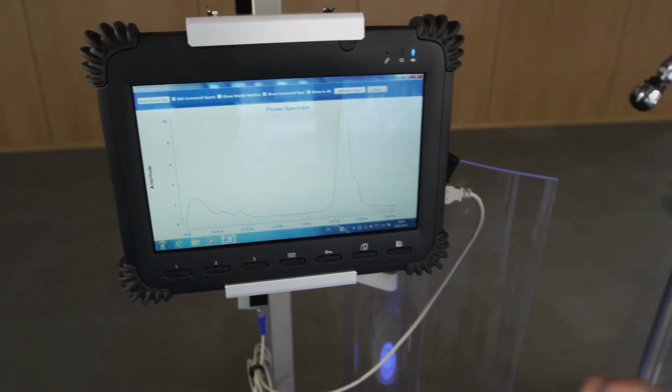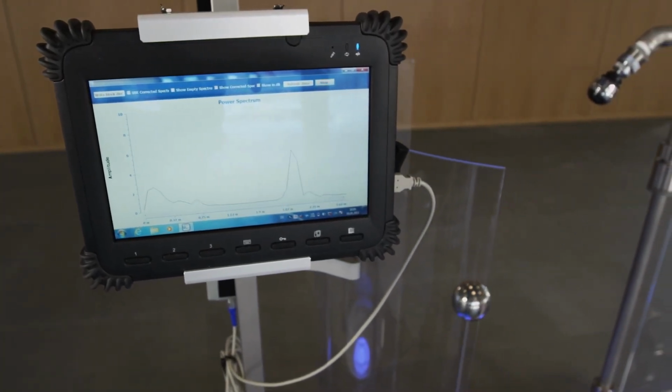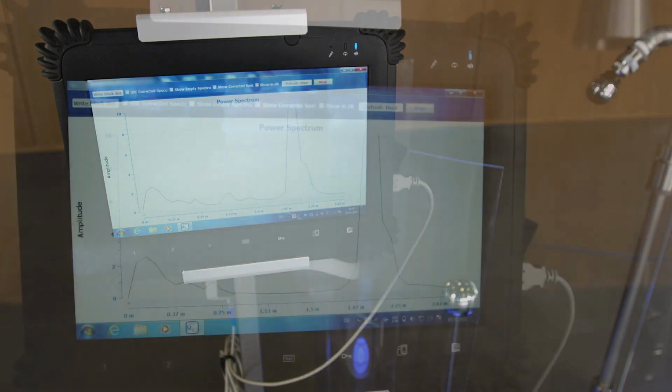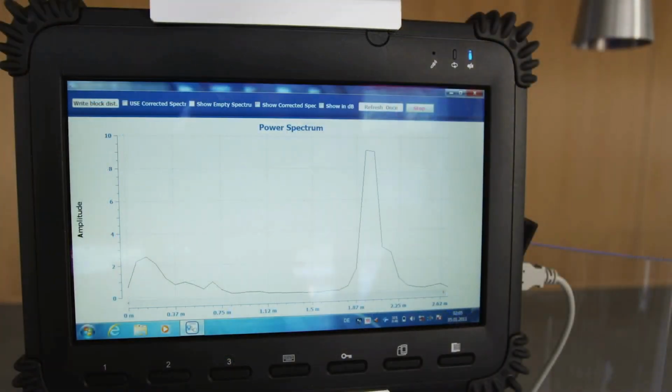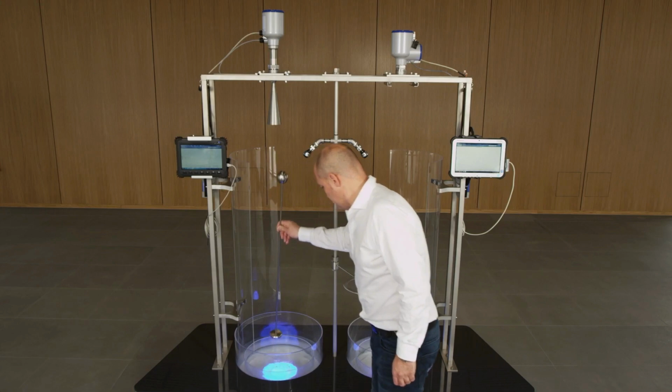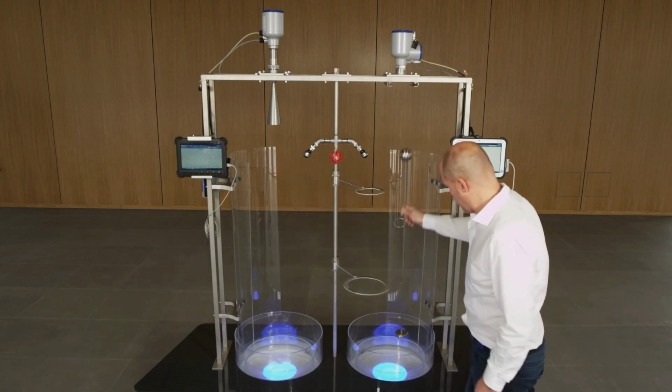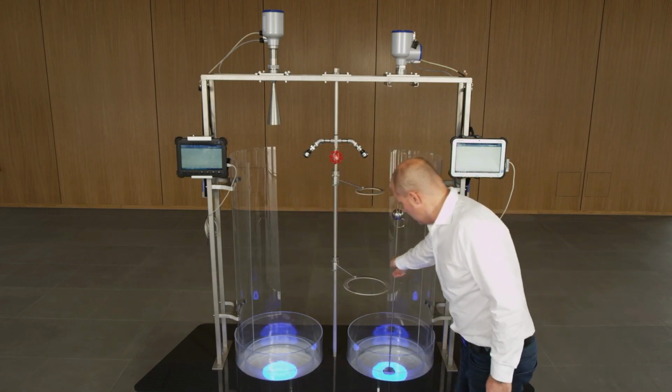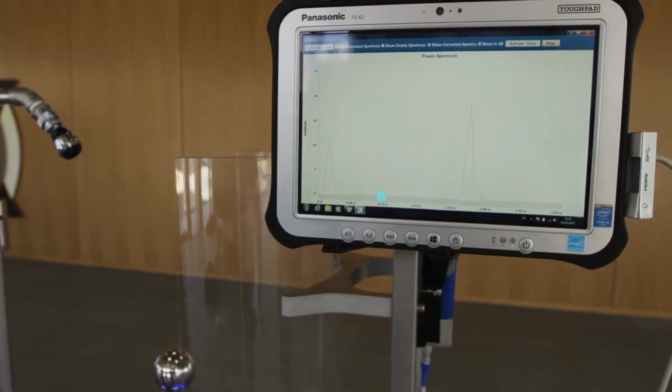First, the metallic sphere is inserted under the 24 GHz device. In the spectrum recording, the reflection on the spherical surface is clearly recognizable. Now, the sphere is placed under the 80 GHz radar transmitter. Here again, the reflection of the sphere is immediately visible.